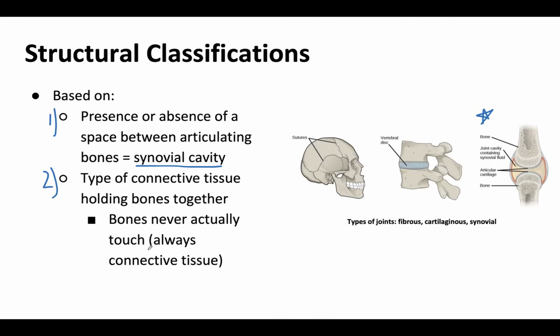But I want to focus in on this concept here, which is bones never actually touch in almost all joints. There will always be connective tissue between the bones or space, and that connective tissue is what's connecting the bones. Bone-on-bone contact is actually bad. That can be pathological.